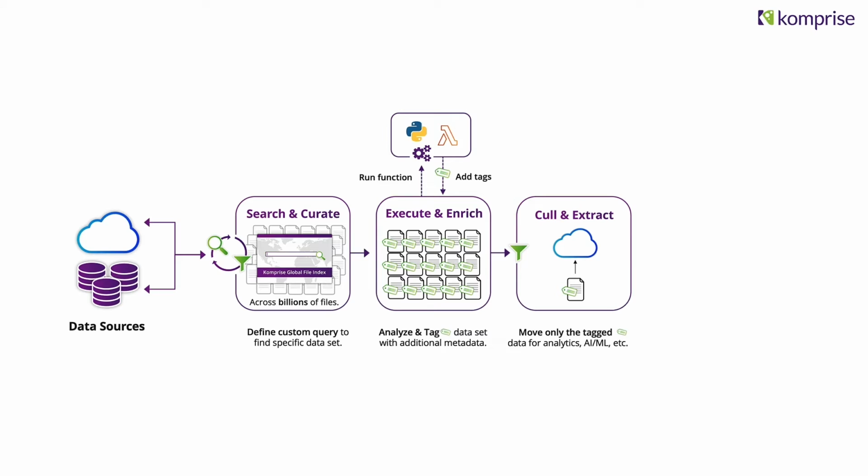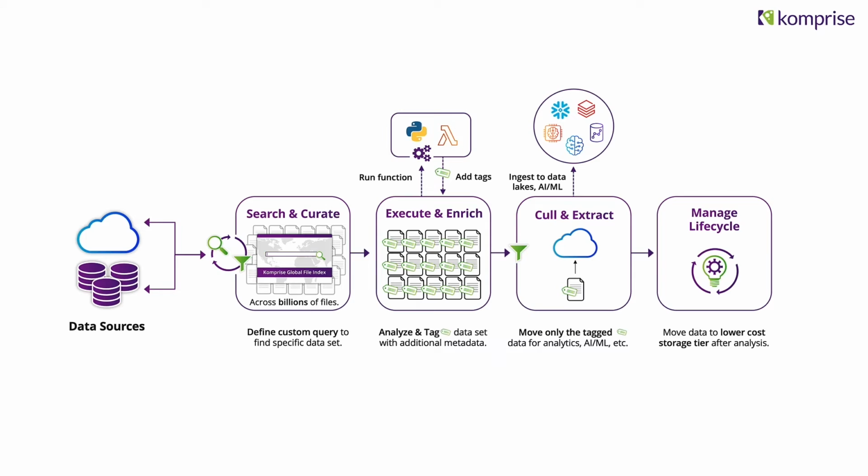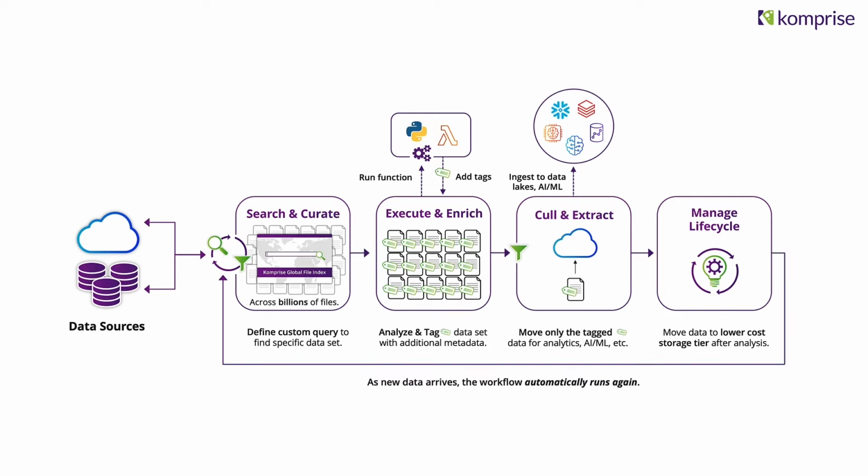Next, you can cull and extract. Further refine the dataset by filtering the Deep Analytics query with the resulting tags. For example, you may then want to move the data tagged as sensitive to restricted storage, or move data to a data lake for AI and ML analysis. Finally, manage the data lifecycle by continuing to optimize by moving data to a lower storage tier for cost savings once analysis is complete. And as new data arrives, the workflow automatically runs again.